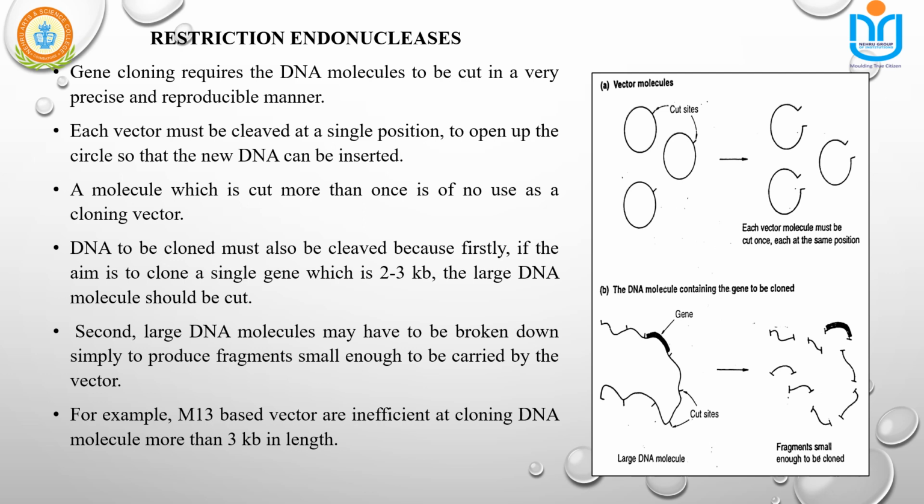DNA to be cloned must also be cleaved because, firstly, if the aim is to clone a single gene which is 2 to 3 kilobase pairs, the large DNA molecule should be cut. Secondly, large DNA molecules may have to be broken down simply to produce fragments small enough to be carried by the vector. For example, M13-based vectors are inefficient at cloning DNA molecules more than 3 kilobase pairs in length.